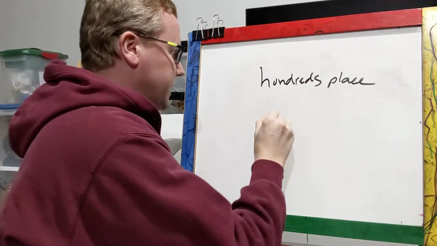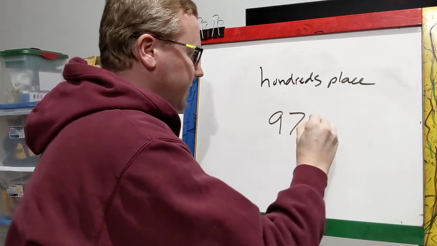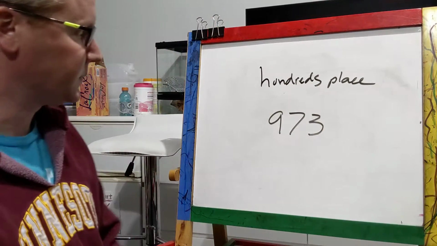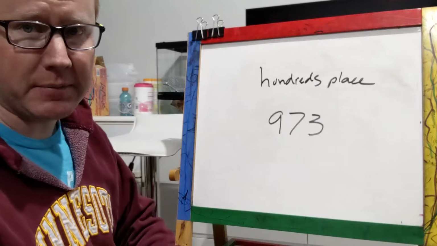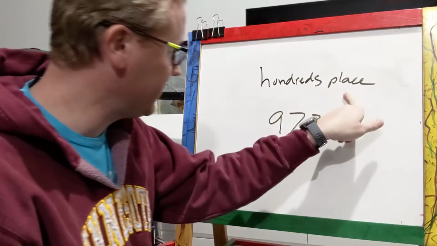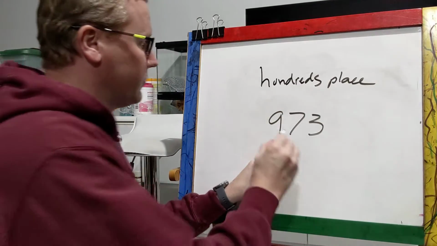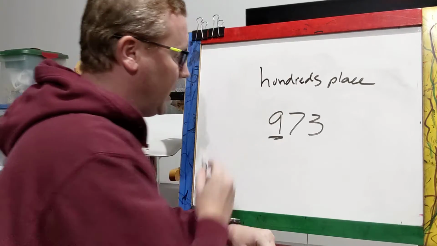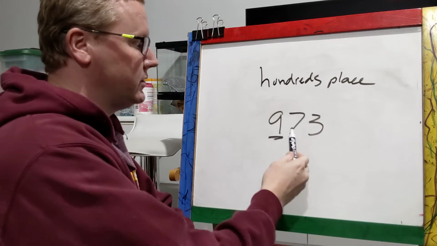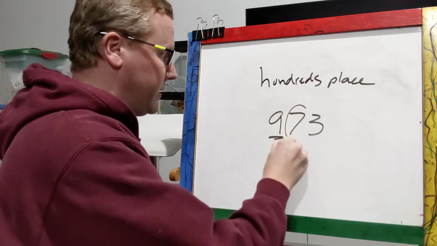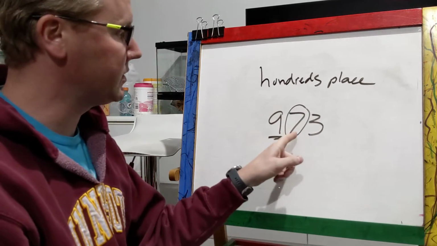And our number is 973. So again, your first step should always be: it tells me where to go. So I'm going to go, boom, right here, hundreds place. And I'm going to underline it. And then we are going to look at the number next to it, circle it, and it tells us what to do.